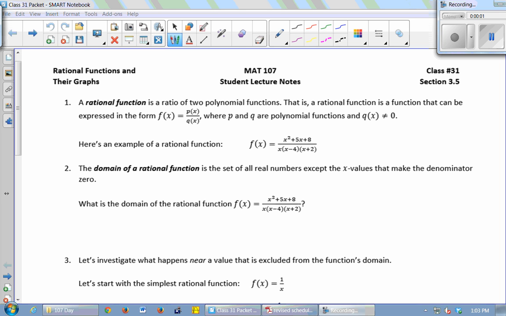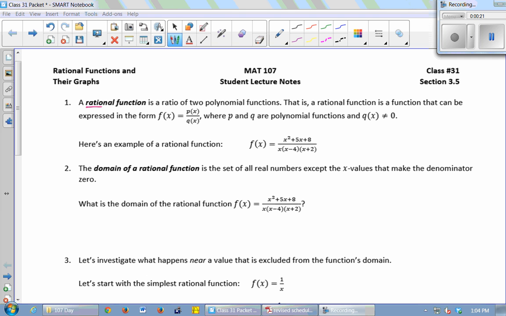Functions. So we're moving into a new topic today. It's still part of chapter 3, but we're done with talking about polynomial functions, and we're going to talk about rational functions. So a rational function, the root of the word rational is the word ratio. So a rational function is a ratio of two polynomial functions.